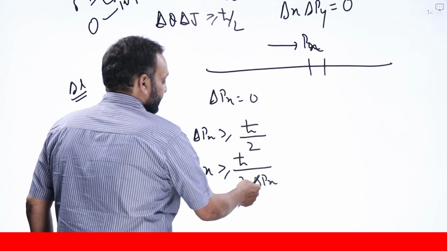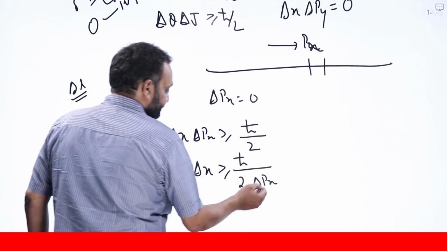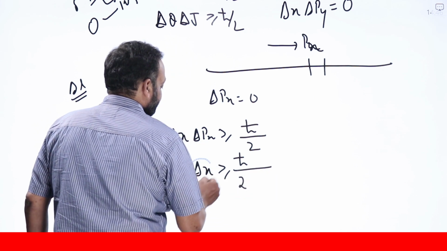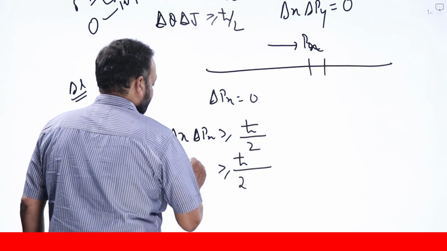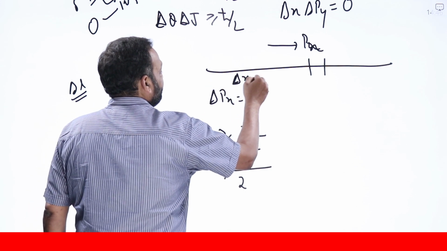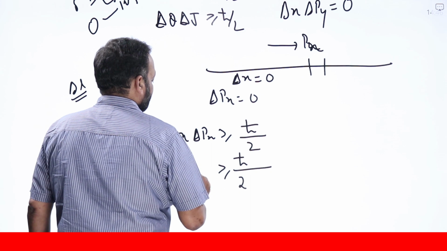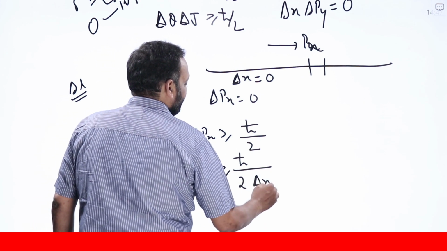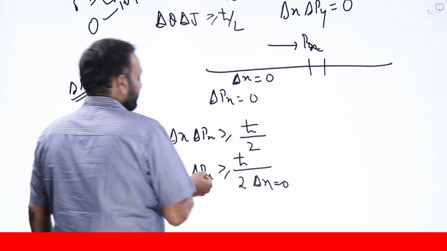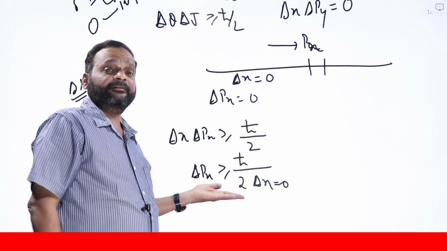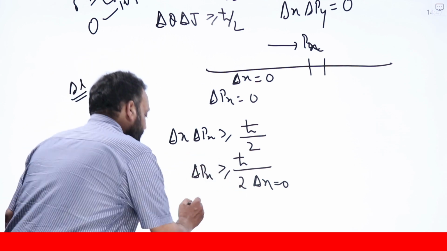Similarly, you put that delta x to this side and change this one. Suppose you have found the position most accurately. If you say delta x equal to 0, what about delta px? Delta px will be h bar by 2 into delta x. If delta x is equal to 0, delta px becomes infinity. When delta px itself becomes infinity, what is the value of the momentum?